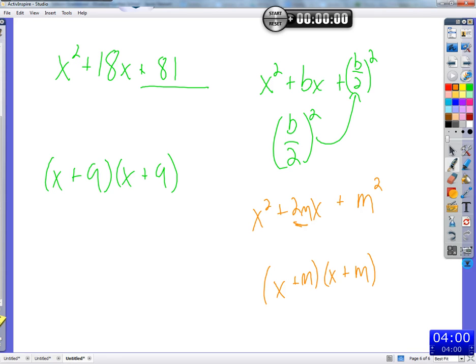Or another thing you can do is you know that it's going to have to factor into identical factors. You know that this number is going to have to be half of that. So you just put those numbers there. You multiply them together, you get 81. See, it's the exact same thing as what that is saying.